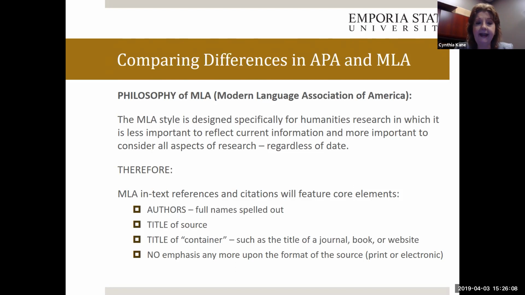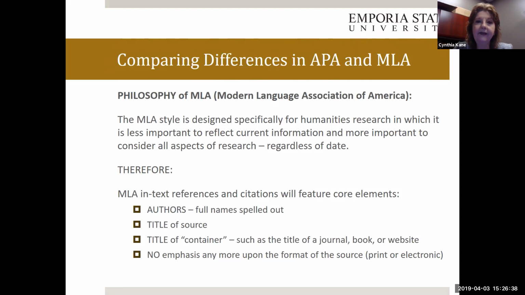In-text citations and references in MLA are more concerned with spelling out the full names of an author. So if I'm cited in an MLA citation, I'm going to be Kane Cynthia. So my full name will actually appear. The title of the source, and then they refer to this as a container. So in MLA, a container is thought of as the title of a journal or the title of a book or the title of a website.